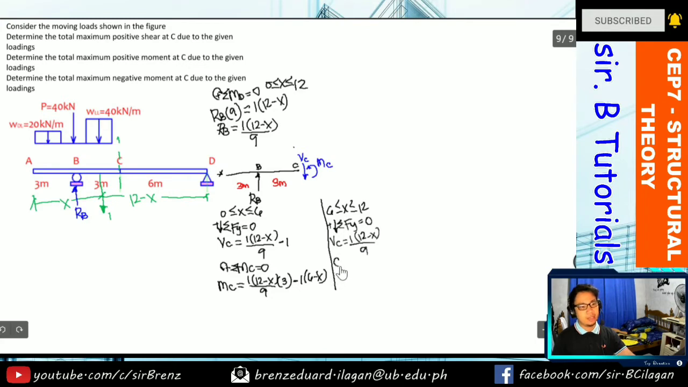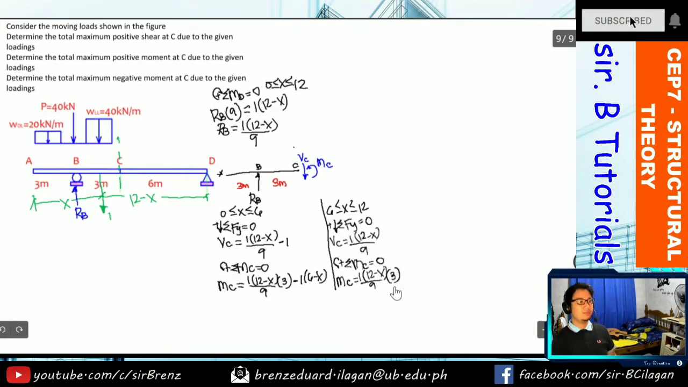And for the moment at C, same case lang din. Tatanggalin mo lang yung 1 sa equation, yung part na may 1. So moment C is equals to 1 times 6. So alisin mo lang tong part na to. Or that is 1 times 12 minus x all over 9 multiplied by 3.